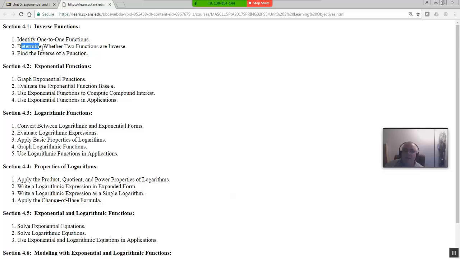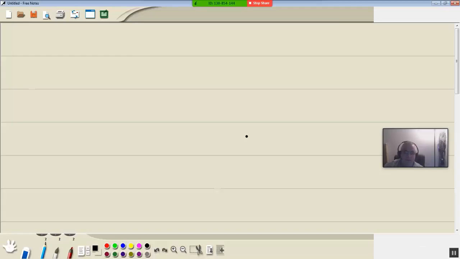Now, this next problem gets into determining whether two functions are inverses of each other. So we're first going to look at the graphical view on this.